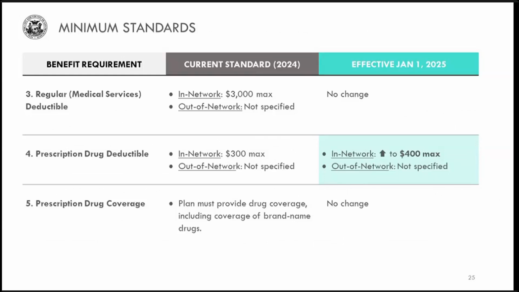So for the standard on medical services deductible, the deductible limit will remain set at $3,000. And for Platinum or Gold plans to be automatically compliant, employers must still fully cover the deductible, as I mentioned earlier. Under Standard 4, plans must provide drug coverage, including coverage of brand name drugs. And if a prescription drug deductible is required, it cannot exceed $400 for in-network drugs, and this is an increase from the previous standard of $300. Next slide, please.